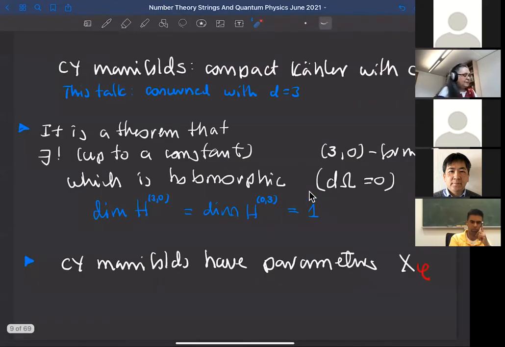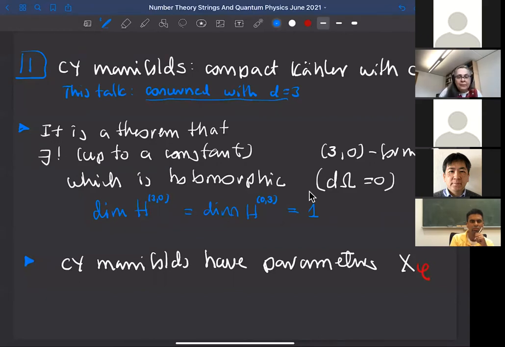So let's start with Calabi-Yau manifolds. This is part one of this talk. As you know, they are compact Kähler manifolds, so varieties with vanishing first Chern class. And we are going to be concerned precisely with the three-dimensional case.